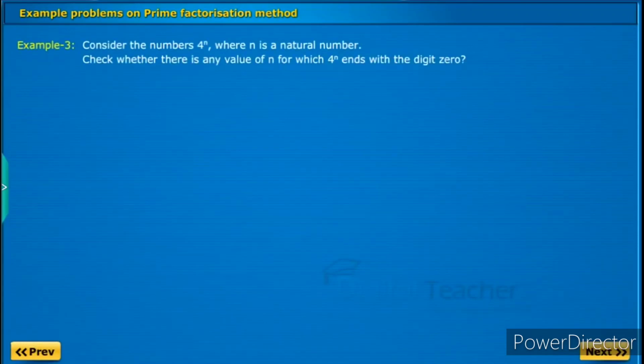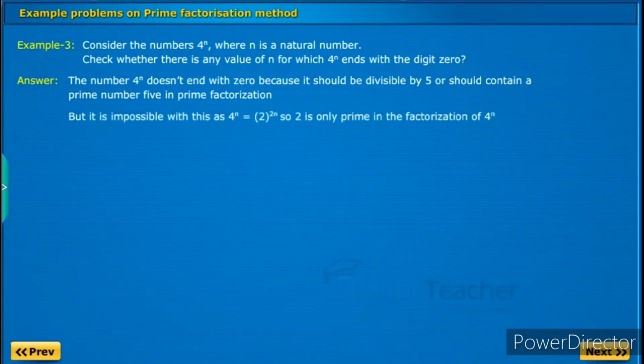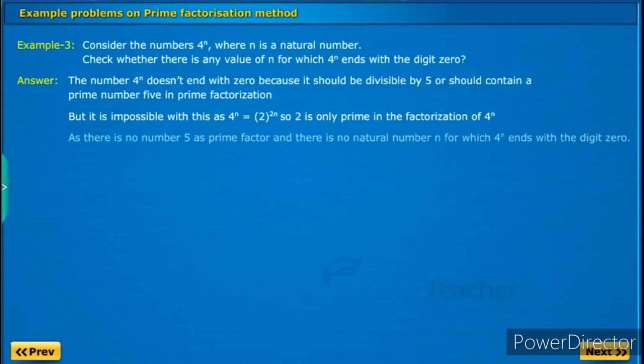Consider the number 4 power n, where n is a natural number. Check whether there is any value of n for which 4 power n ends with the digit 0. The number 4 power n does not end with 0 because it should be divisible by 5 or should contain the prime number 5 in its prime factorization. But it is impossible, as 4 power n is equal to 2 to the power of 2n. So 2 is the only prime in the factorization of 4 power n. As there is no prime factor 5, there is no natural number n for which 4 power n ends with the digit 0.